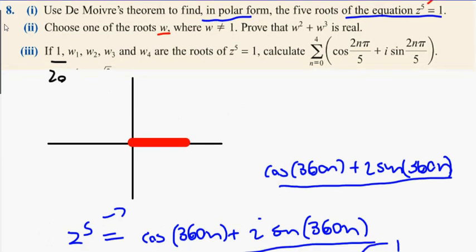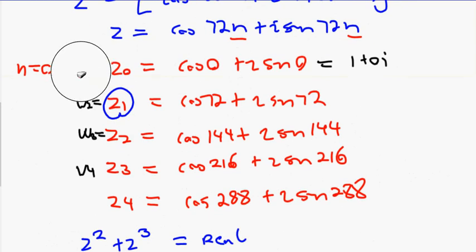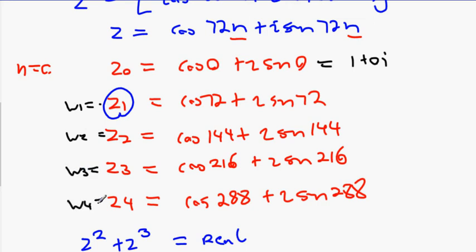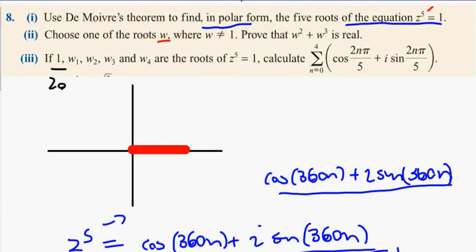Oh wait, sorry, it's not including the first one, excuse me. So let's try this again. This one here, w1, w2, w3, w4. And what I also want is, if I was to decode this language here, 2 pi is 360, and 360 divided by 5 is 72. And then it's going to be i.